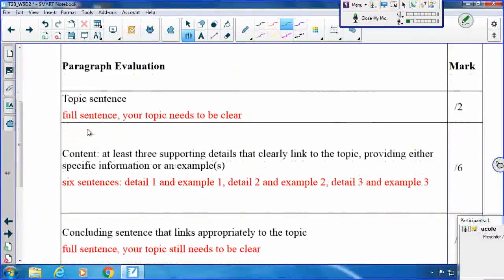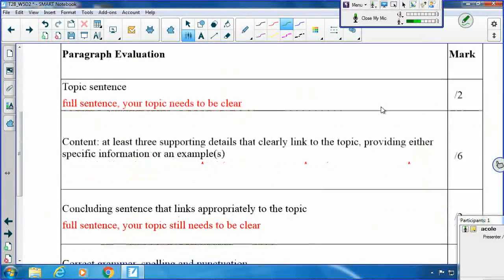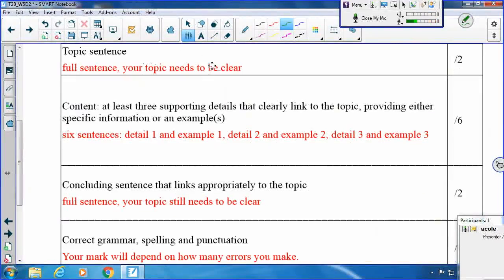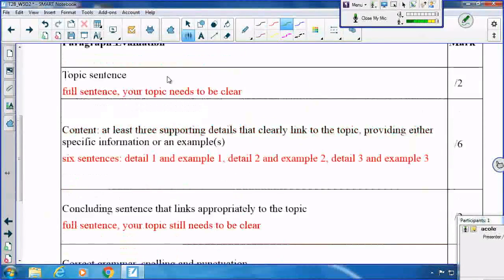I just wanted to take a minute to discuss the paragraph evaluation, which is also in your workbook. So I'm looking at the topic sentence first. That's out of 2 marks. So I'm looking for a full sentence and a clear topic. So if any of those 2 things are missing, you'll lose some marks. Or maybe you almost have a full sentence, right? Then maybe you would just lose half a mark. Or if I sort of know what your main idea is, but I'm not quite sure, then you might just lose half a mark instead of a full mark. So it'll depend on what you've written.